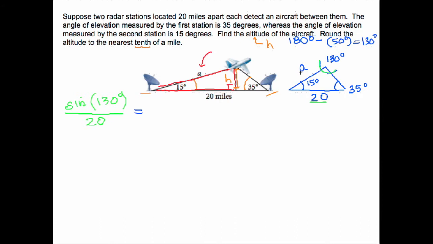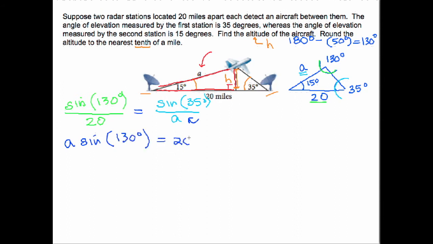And then I know I need to find side A, so let me grab the angle that's opposite side A, and that angle has a measure of 35 degrees. So I'd have the ratio of the sine of 35 degrees all over A. So to solve for A, I'll cross multiply, or multiply both sides of the equation by 20A. And this gives me A times the sine of 130 degrees is equal to 20 times the sine of 35 degrees.